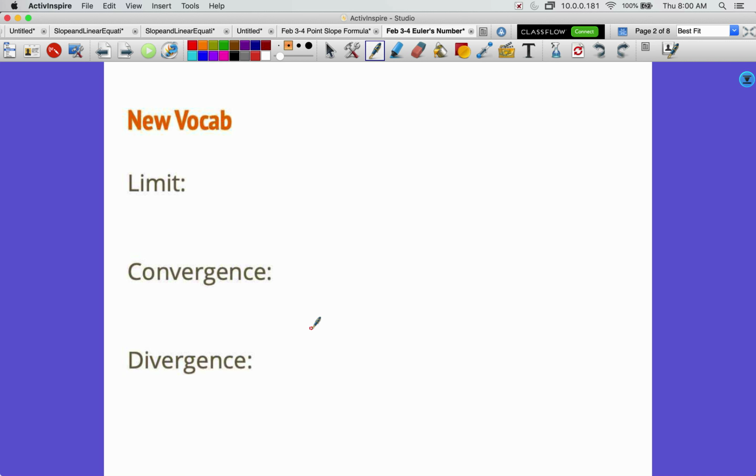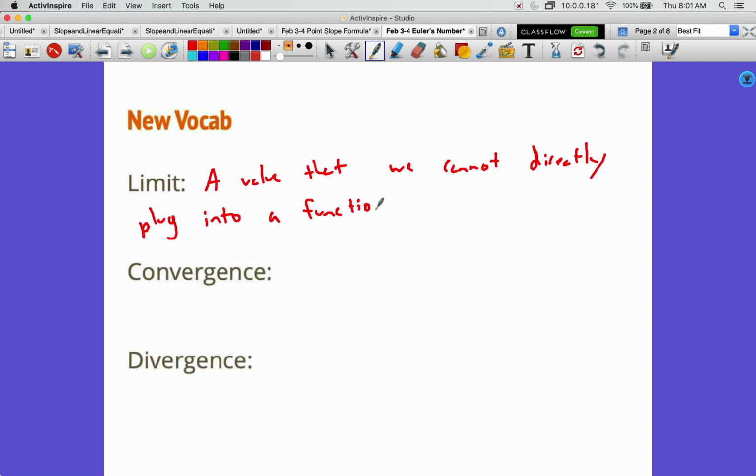A few vocab words. Limit. A limit is a value that we cannot directly plug into a function. The most famous limit would be infinity. That's what we use most often as a limit, but there's other examples.